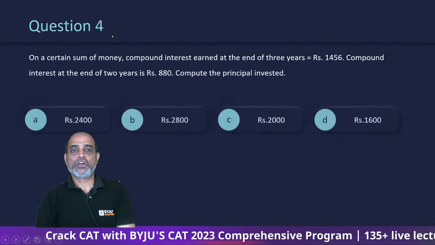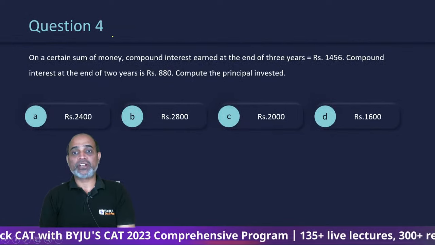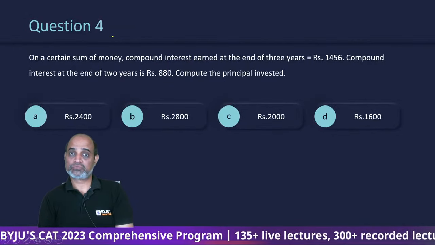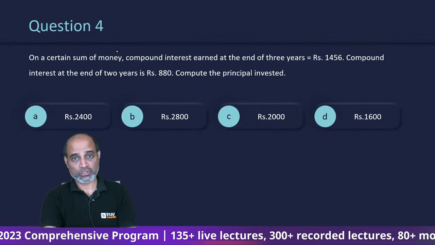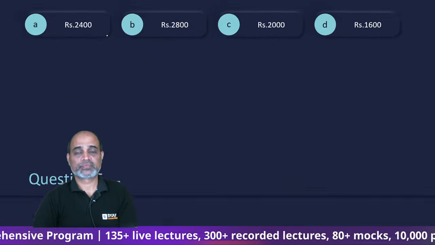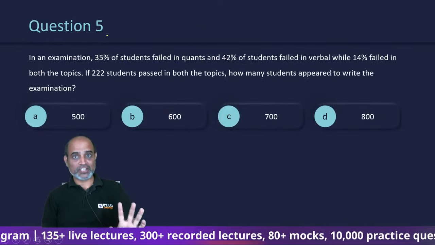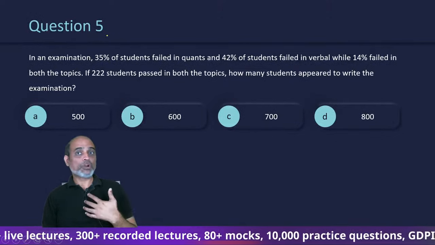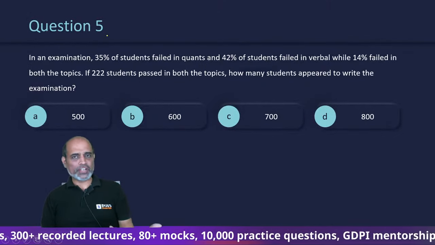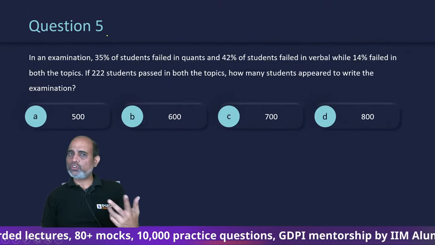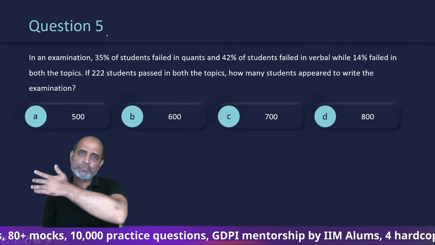आगे. On a certain sum of money, compound interest earned at the end of 3 years. Again, compound interest, not comfortable. 3. See, I haven't solved a single question. 4 देख चुके. I'm not panicking. I will have enough time. I have to only solve 1 or 2. ये अभी नहीं होगा, लास्ट में होगा.